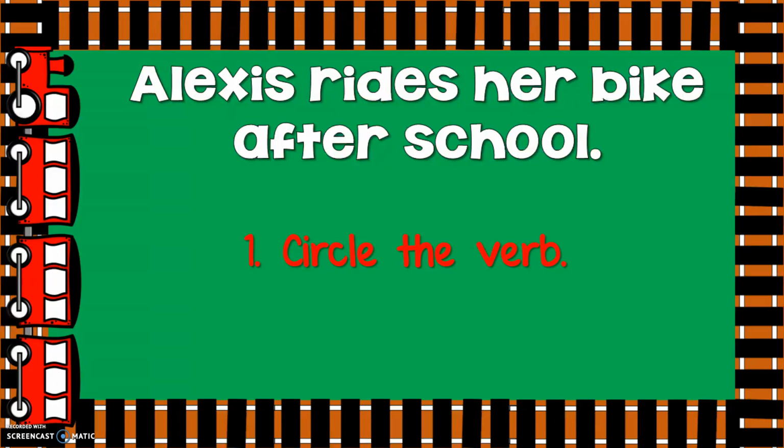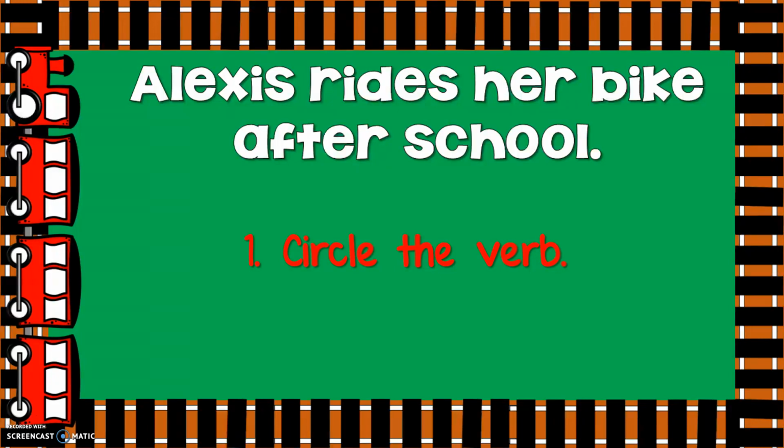All right, this part is a little bit different than what we were doing. Before we were just identifying the subjects and the predicates of the sentences. Now we're going to do one step more. We are going to identify the verb as well as the subject and the predicate. So there are 3 steps for these next sentences. These are the ones that are on your worksheet that you glued into your writing and language spiral.